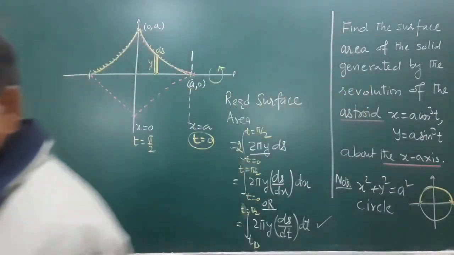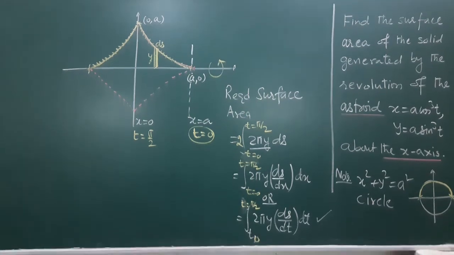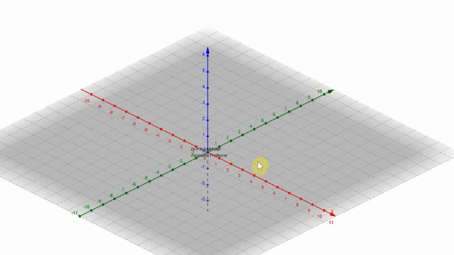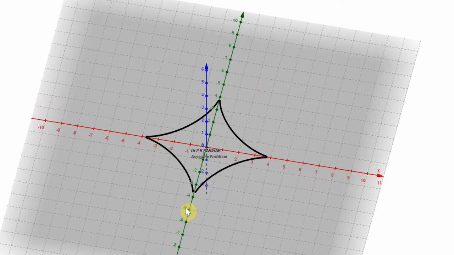Okay? This is the 3D view. The red line is the x-axis, the green one is the y-axis, and the vertical line, the blue one, is the z-axis. This is the shape of an asteroid. It is not a square.